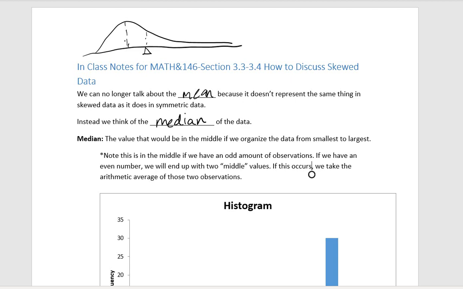Now remember, the median value is going to be the middle value if we organize the data from smallest to largest. Don't forget, if we have an even number, we're going to take the two middle values and take their average.